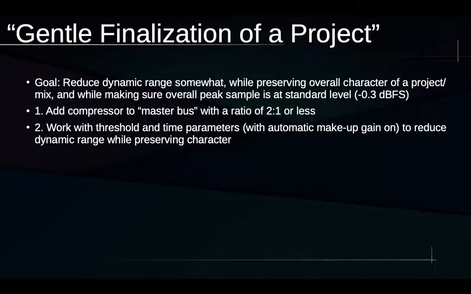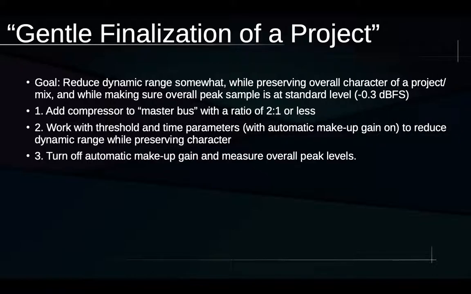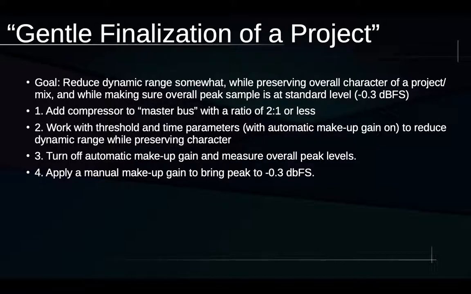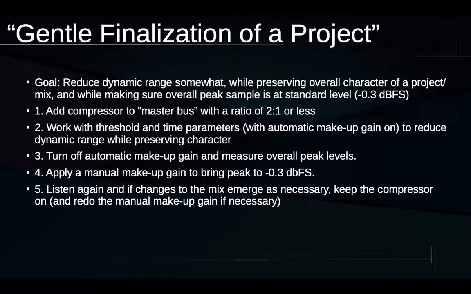Then we're going to work with the threshold and time parameters with automatic makeup gain on to reduce the dynamic range while preserving the character. Then we're going to turn off automatic makeup gain, measure our overall peak levels, and apply a manual makeup gain to bring our peak to the standard of minus 0.3 decibels full scale. Finally, we can listen again, and if changes emerge, we can keep the compressor on now and redo that manual makeup gain if necessary to keep the peak sample at minus 0.3.